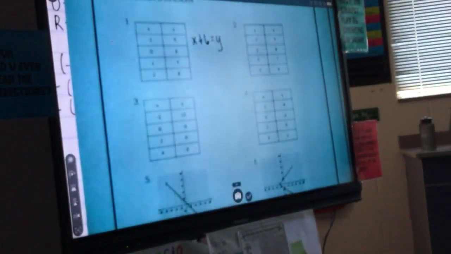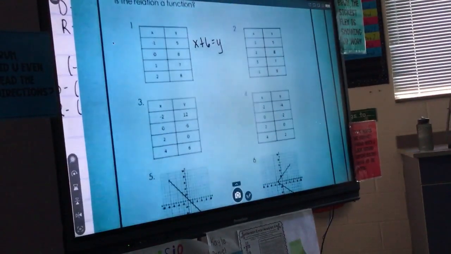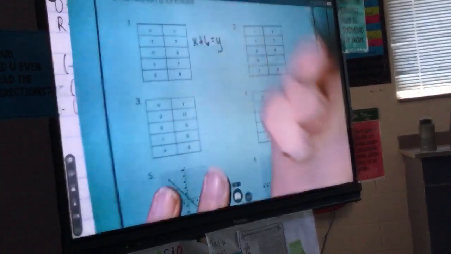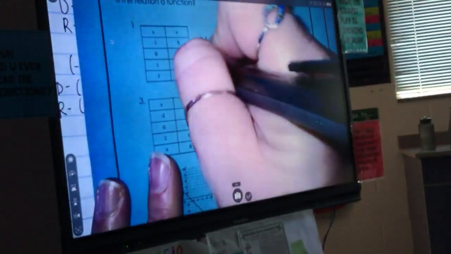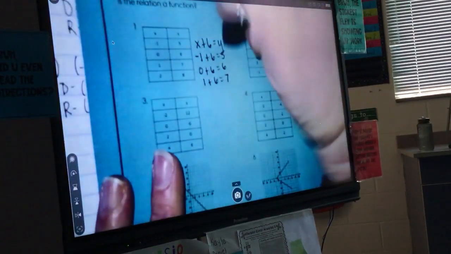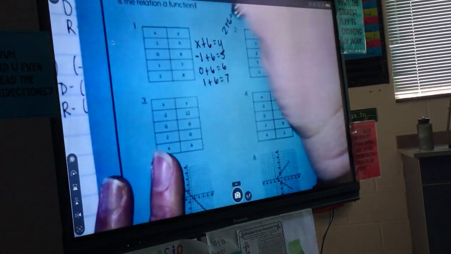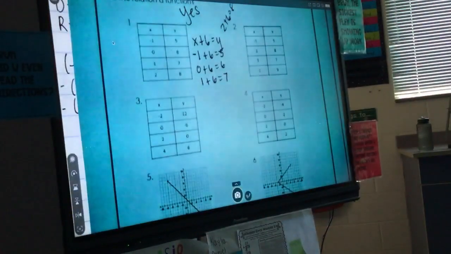And how do we make sure that that is correct? What do we need to do? Kira? Plug it into the equation. So I do -1 plus 6, that gives me 5. 0 plus 6 gives me 6. 1 plus 6 gives me 7. And then over here, 2 plus 6 gives me 8. So this is a yes. That is how you show your work.